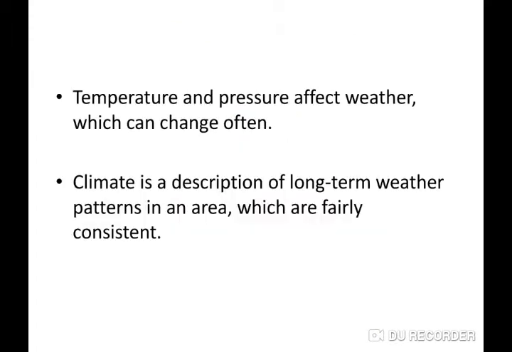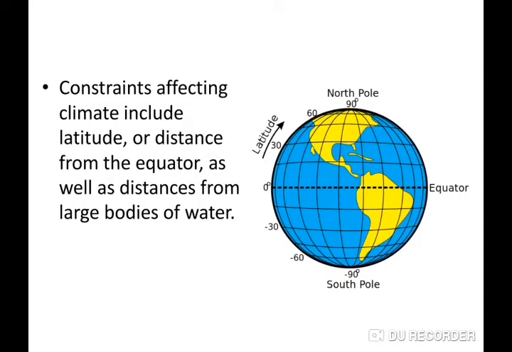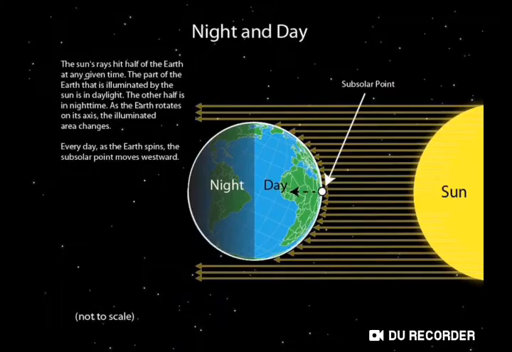Temperature and pressure affect weather, which can change often. Climate is a description of long-term weather patterns in an area, which are fairly consistent. Constraints affecting climate include latitude, or distance from the equator, as well as distances from large bodies of water.